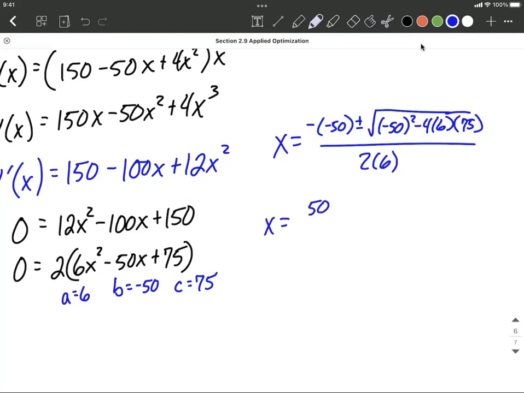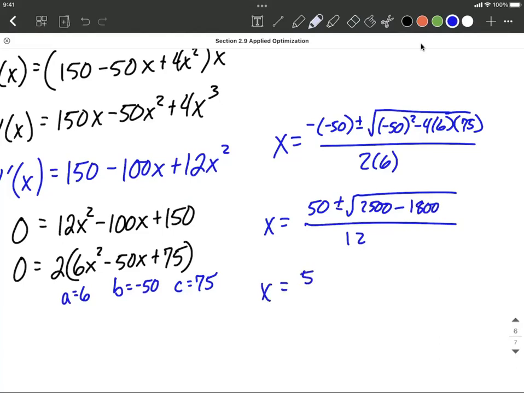Okay, so a little bit of reducing down from here. It's really just following our order of operations. Negative 50 squared is 2,500. And then, let me see, 4 times 6 times 75 is 1,800, so we subtract it. So 50 plus or minus the square root of 700, all divided by 12.